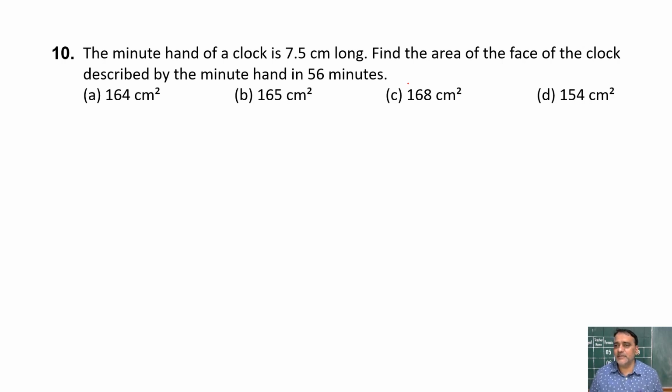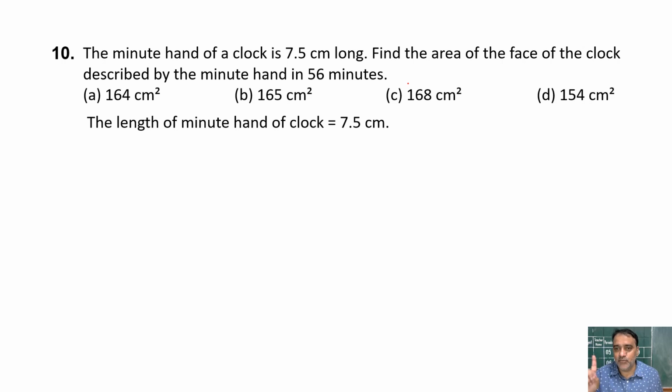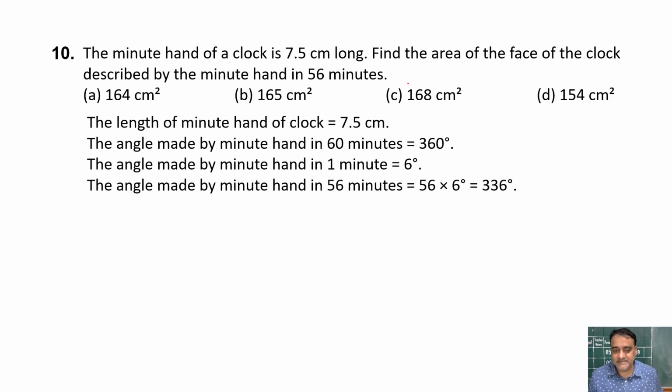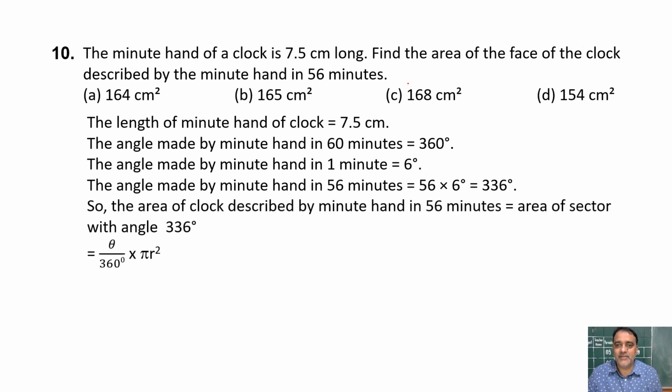So the length of the minute hand will be the radius, that is 7.5 centimeter, and the angle subtended by a minute hand in 1 minute is 6 degree, because in 60 minutes it is 360, so in 1 minute 360 upon 60, that is 6 degree, right? So 56 minutes will be 56 into 6, that is 336 degree. Now we have to find area of sector. So the formula of area of sector is theta upon 360 into pi r square. Now the value of theta is 336, pi is 22 by 7 and r is 7.5.